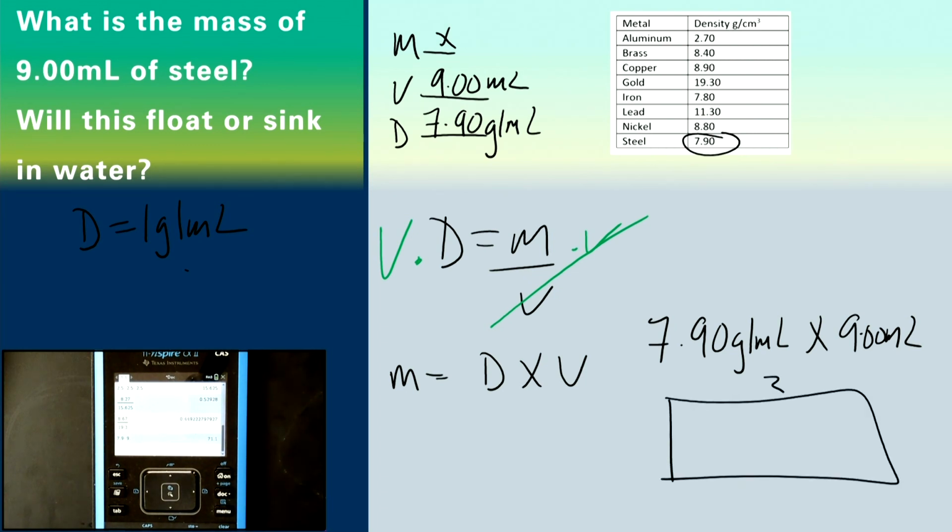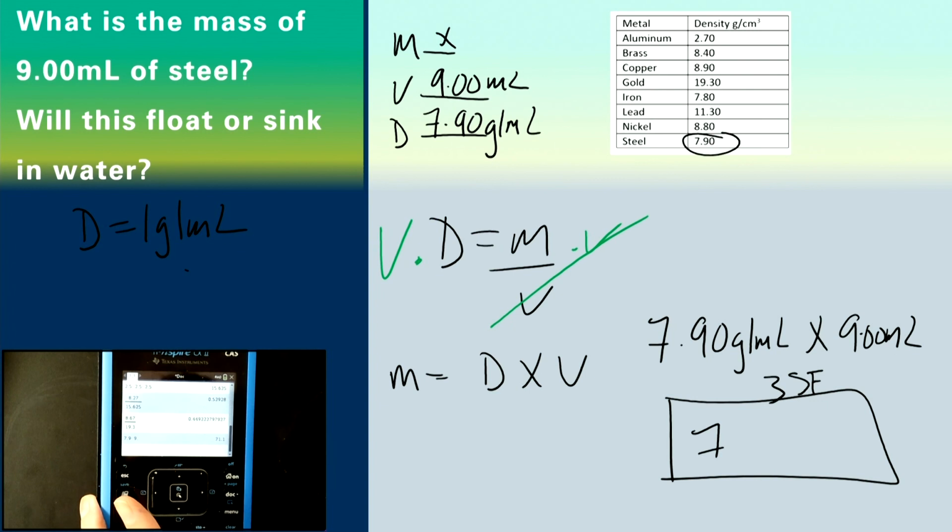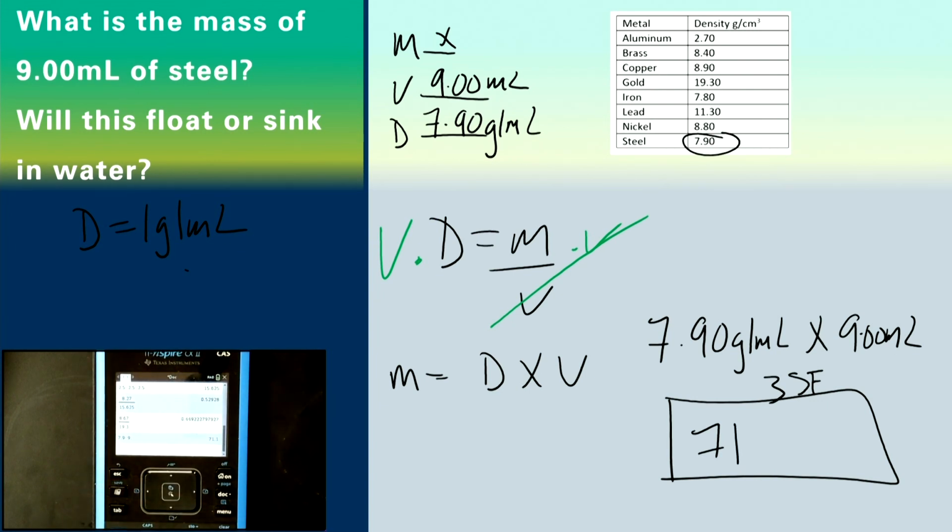Now, 3 sig figs. 71.1, and my mass is going to be in grams. My mils are going to cancel out. So 71.1 grams. Is that greater or less than 1? Well, it's greater than 1, so therefore it is going to sink.